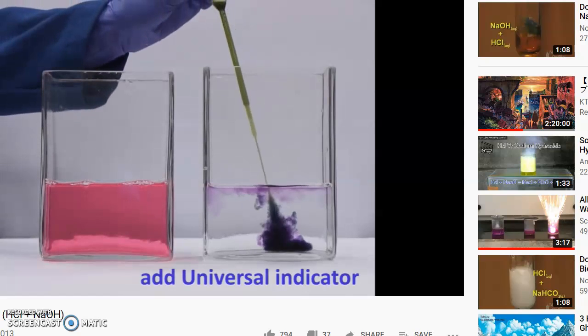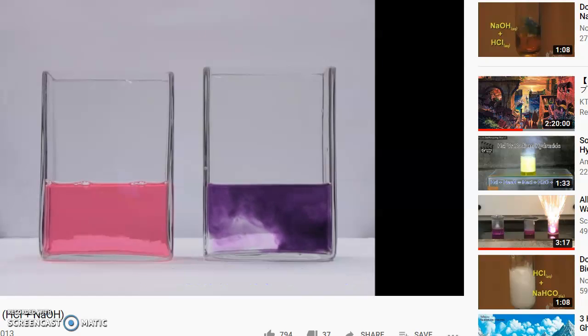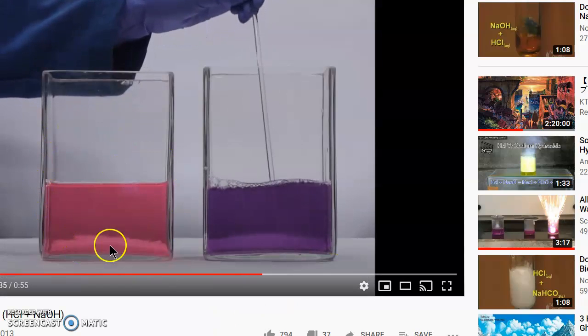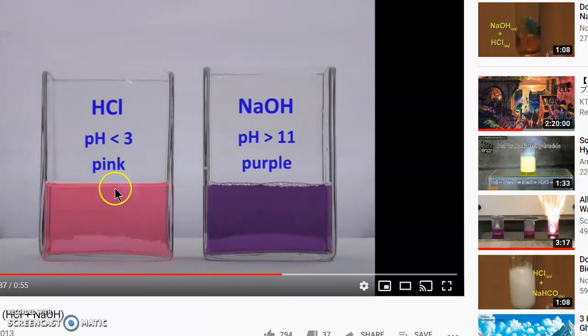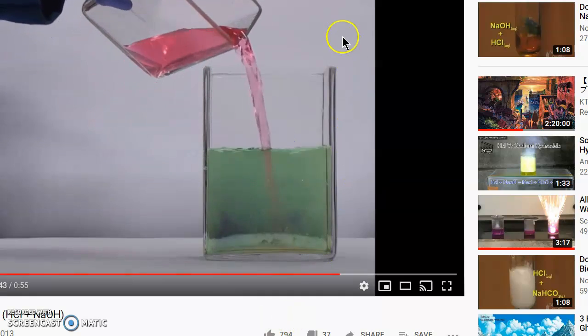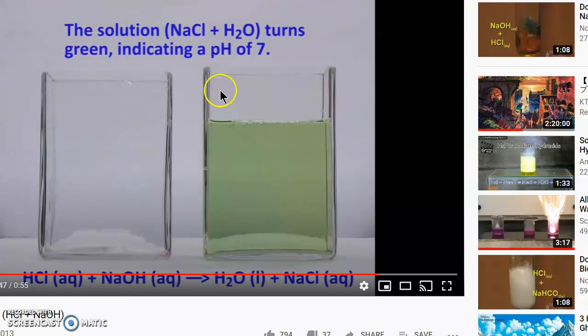And now the universal indicator is added to the base, and you're going to see it turns a deep purple. So that's going to be a pH of 14. Okay, so now you have an acidic solution on this side. You have a lot of H pluses, hydrogen ions, in there. In this one, you've got a lot of hydroxide, OH minus ions, in there. And when you mix the two, you see that neutralization has occurred. You end up with a pH of 7, which is a neutral pH.